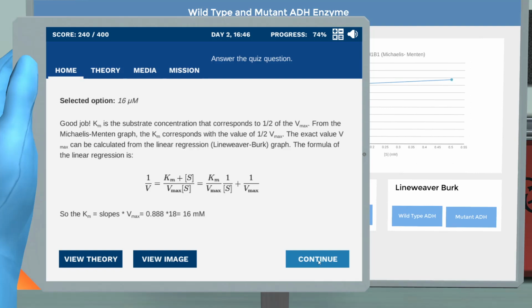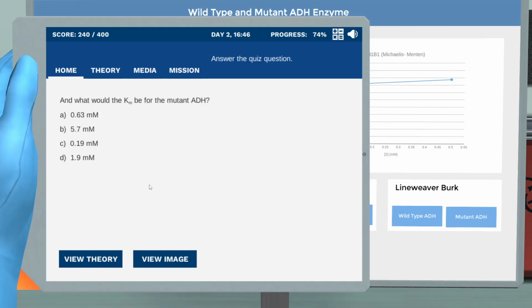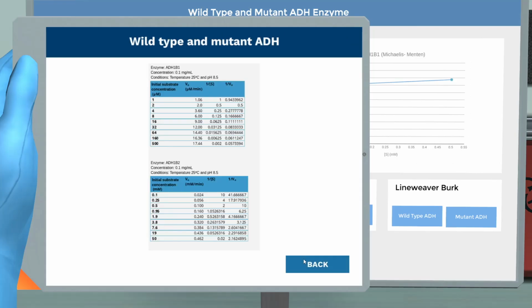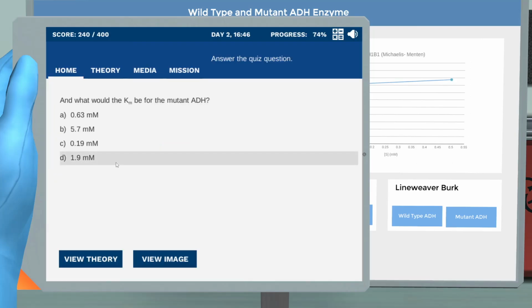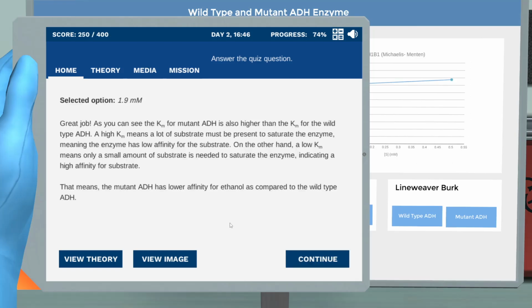From the Michaelis-Menten graph, what would the Km be for the mutant ADH? Great job. As you can see, the Km for mutant ADH is also higher than the Km for the wild-type ADH. A high Km means a lot of substrate must be present to saturate the enzyme, meaning the enzyme has low affinity for the substrate.